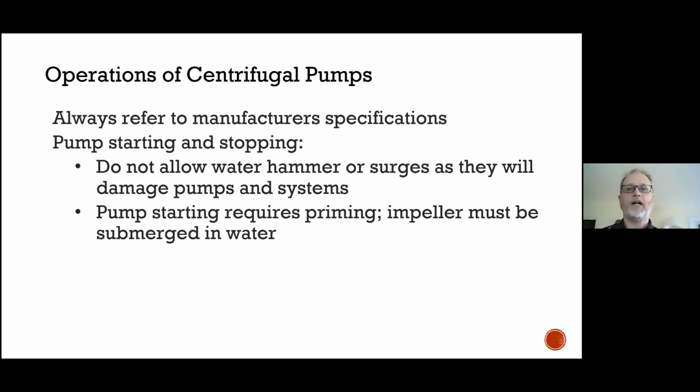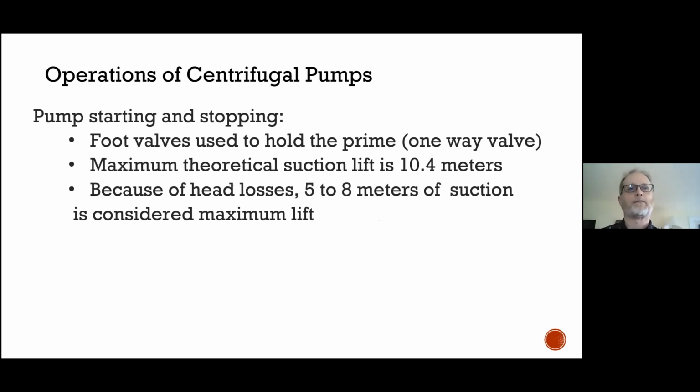And typically you'll see an air valve installed, sometimes at the top of the casing or at the discharge, to pull that air out so that the impeller stays primed. So a foot valve would be used to hold the prime, or we actually create positive suction by having the suction side of the pump higher than the eye of the impeller.